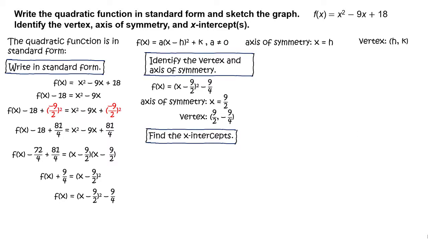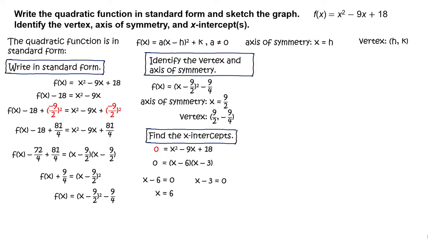Now you're ready to find the x-intercepts. To find the x-intercepts, substitute 0 for f(x) and solve the resulting equation for x. You will get 0 = x² − 9x + 18. Factor the expression on the right side of the equation. 0 = (x − 6)(x − 3). Set each factor equal to 0 and solve for x.